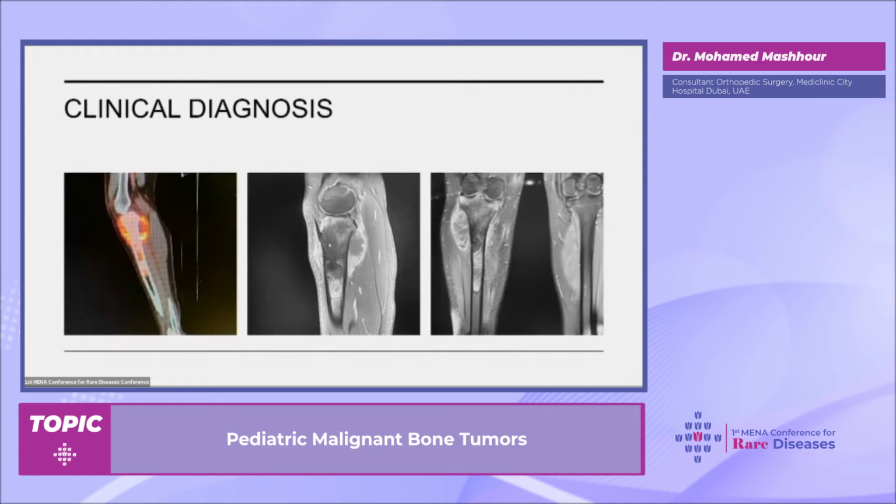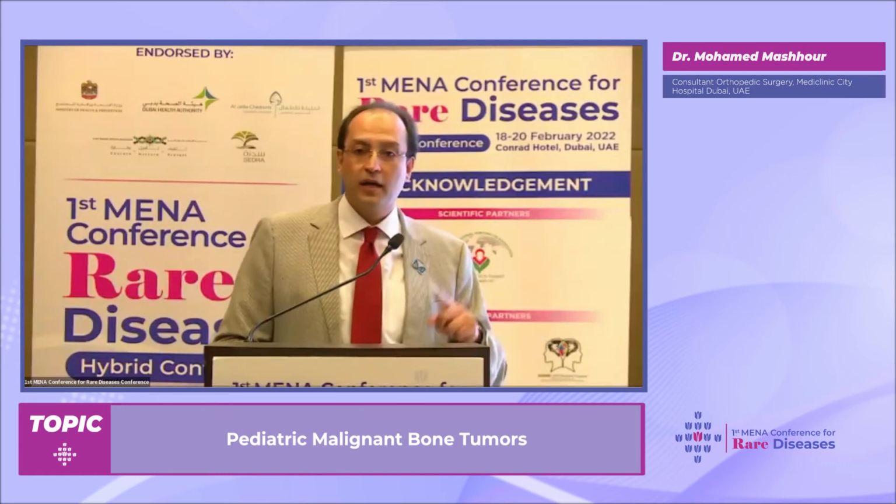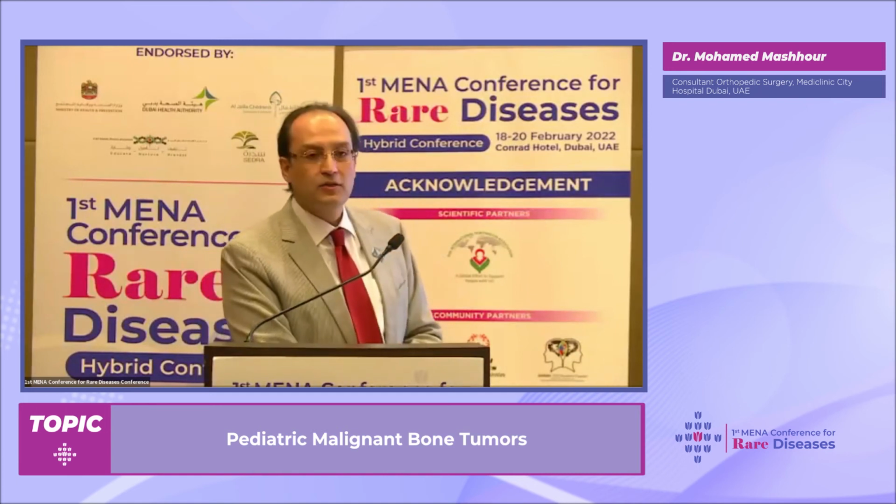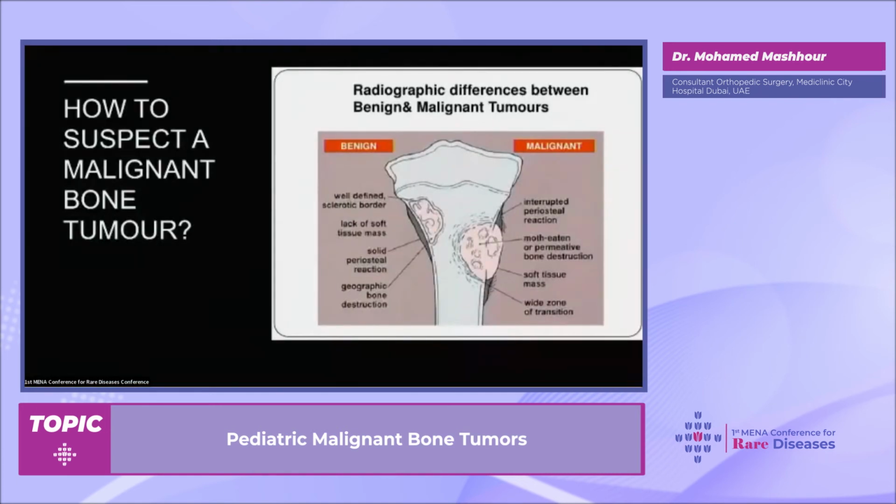So we need to compare them. Always keep this in mind: Ewing sarcoma, infection, Ewing sarcoma. So how to suspect a malignant tumor on a radiologic basis? Thank God there are some characteristic features of benign and malignant tumors. Let me share with you some insights here.